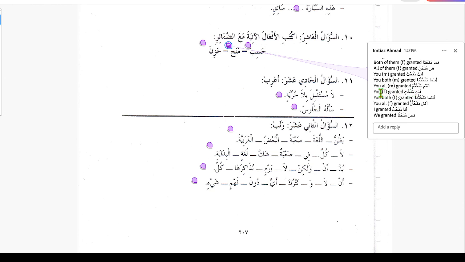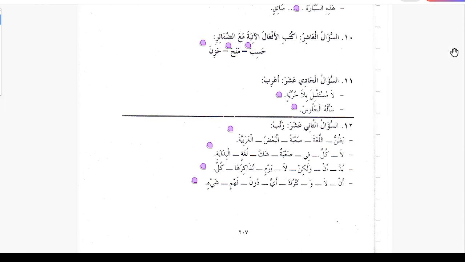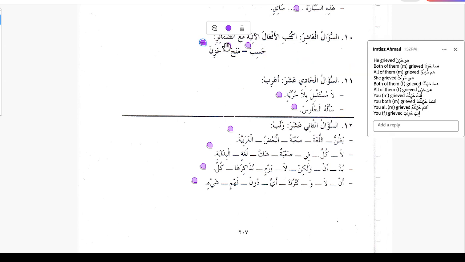Antum manahtum, you all masculine granted. Anti manahti, you feminine granted. Antuma manahtuma, you both feminine granted. Antunna manahtunna, you all feminine granted. Ana manahtu, I granted. Nahnu manahna, we granted. And the last one is hazina, to grieve, to be of sorrow, like to be upset. So huwa hazina, he grieved.